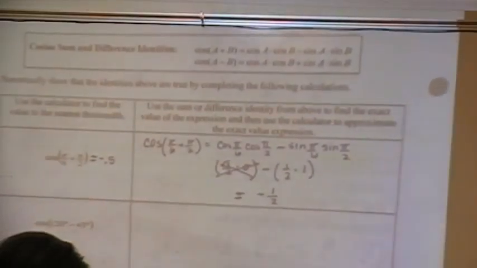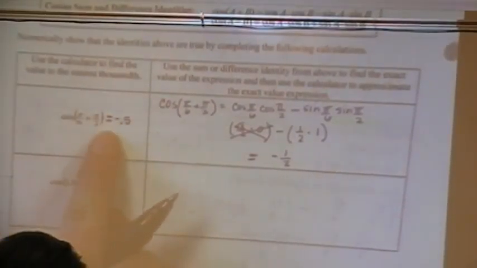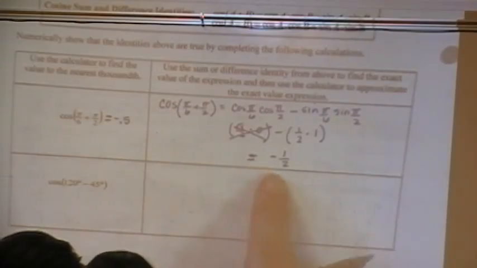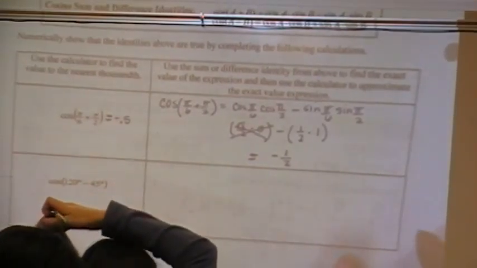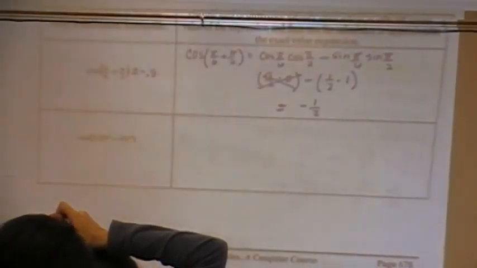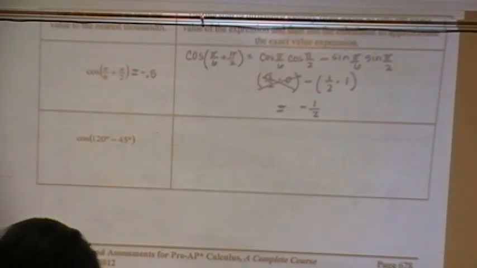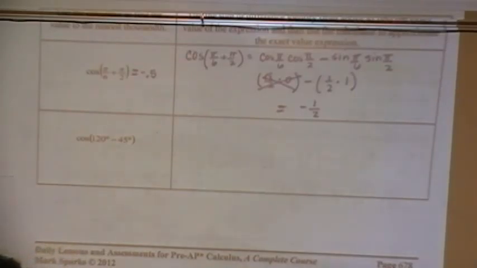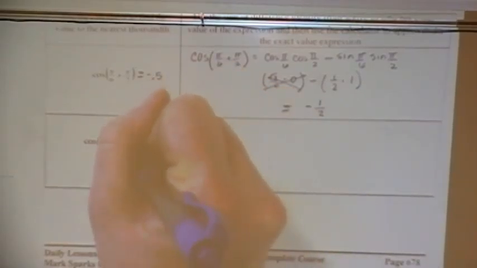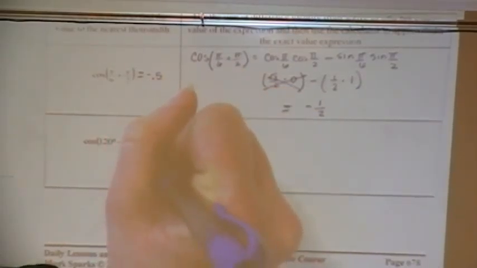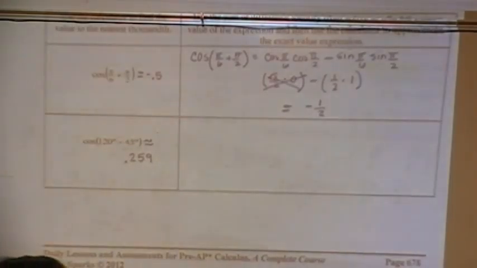Which means they're exactly the same. I got negative 0.5 when I plugged it in my calculator, and I got negative half when I did it on the unit circle. Everybody good? Alright, so now back to degrees on your calculator. This one is a decimal approximation. Rounding to 3 decimal places, I got 0.259.